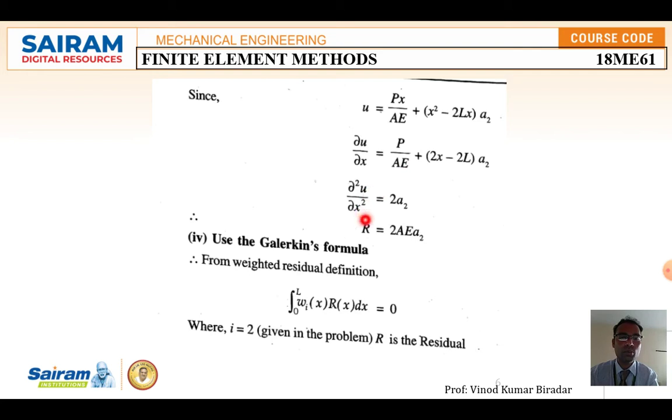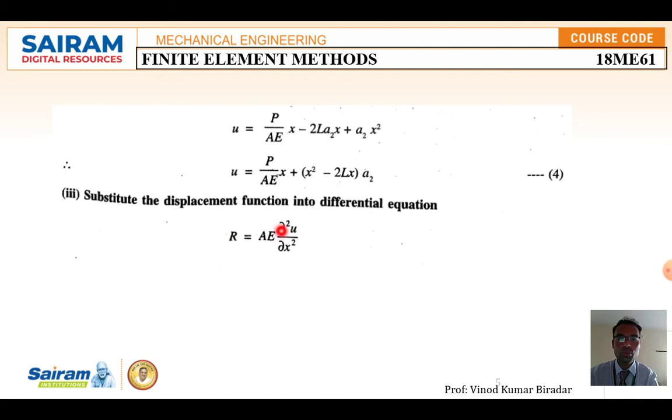So R is equal to what you are going to get: 2 AE a2. R is equal to AE times dou square u by dou x square; substitute that value here.